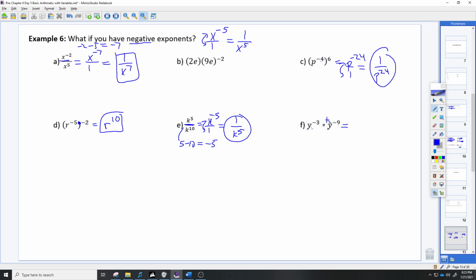So what's negative 3 plus negative 9? Still going to be negative. It is negative 12. And since we have a negative answer, we can't keep it that way. Put it over 1, flip it around. So it's 1 over y to the 12th. And it's done. All right, B I think is the most complicated one, so we'll see what happens here.